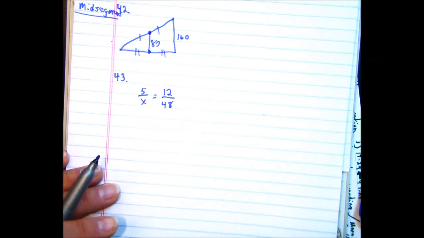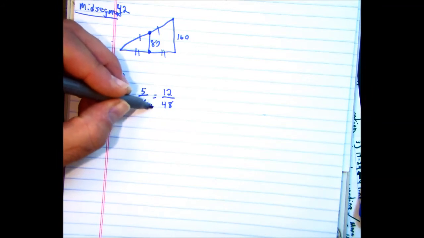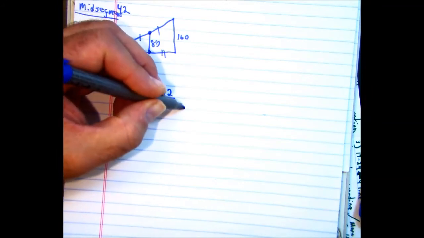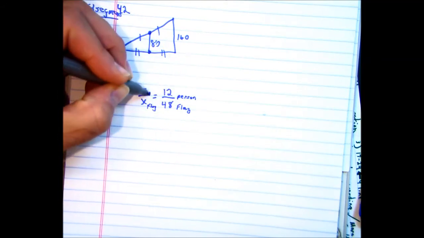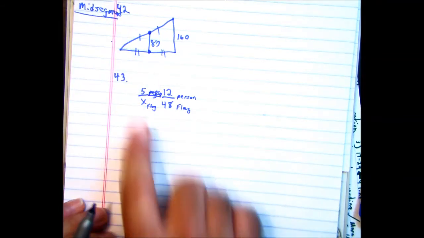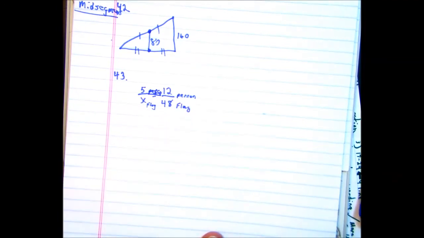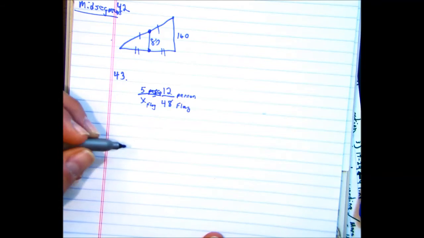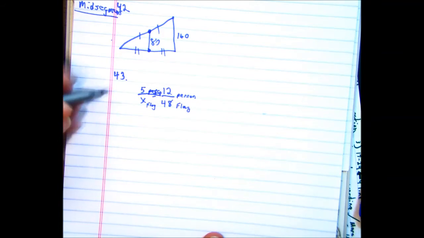And why do you have to match them up like that? Because you have to match corresponding sides. Now, if you want, you can write 12 is to 48 or 48 is to 12. It doesn't matter which way you go. But the key to this is on the flag, this is on the flag, this is on the person, this is on the person. So if you match up the words, you put the numbers in the right spot. As long as the person is matched with the person and the flag is matched with the flag, you're good. And you cross multiply and solve, and you get the answer for the flag.